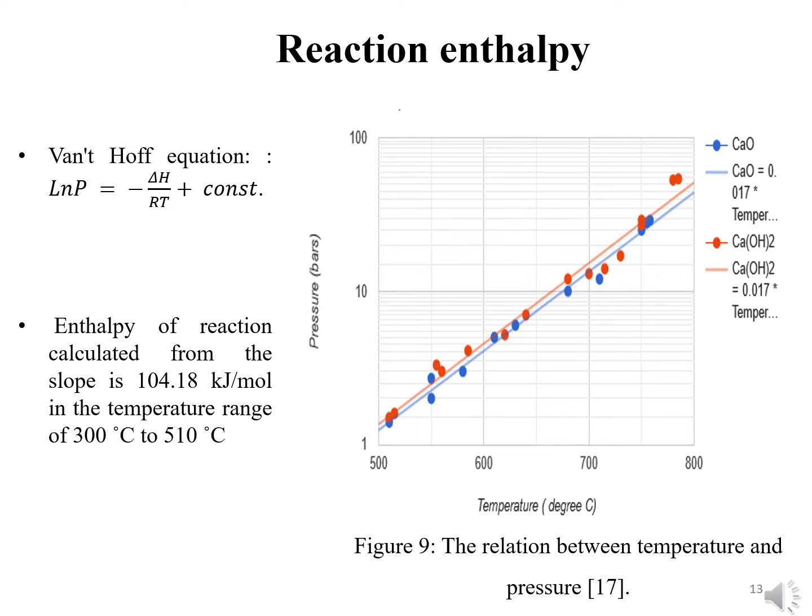Researchers plotted the relationship between the logarithm of P, that is pressure in bars, and the reciprocal of the absolute temperature T, which is shown in figure 3 for calcium oxide and calcium hydroxide. After calculating the slope, the reaction enthalpy was found to be 104.18 kJ per mole when the temperature range was around 300 to 510 degrees Celsius.